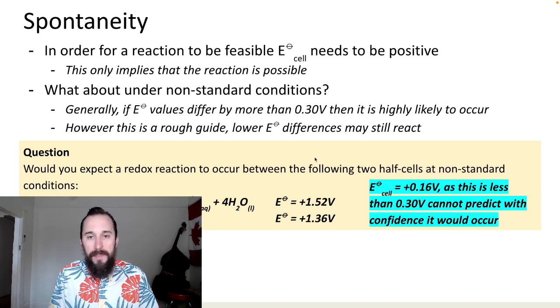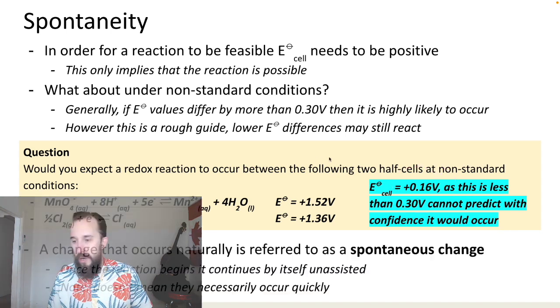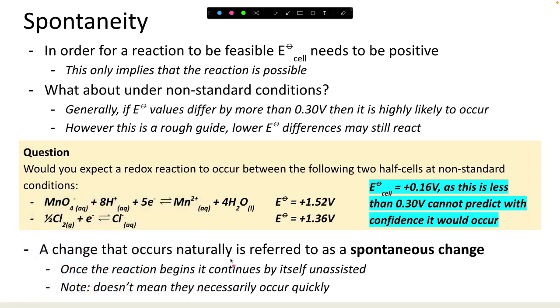So when we're talking about feasibility, we're talking in terms of spontaneous changes. A change that occurs naturally is referred to as a spontaneous change, implying that once the reaction or once the change begins, it continues by itself unassisted. Now, don't get this confused with it necessarily being a rapid change. It can be a very, very slow change and still be spontaneous, but a spontaneous change is just able to occur. And once it does occur, it continues unassisted.